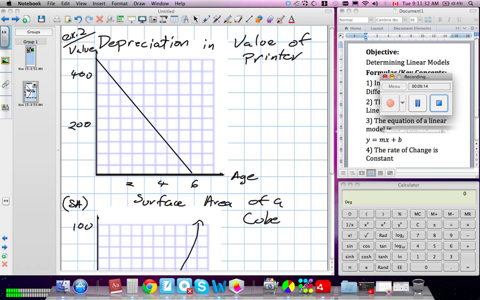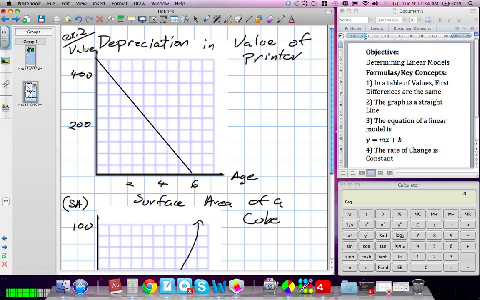Our next example is straightforward. You guys should have this knowledge already. But it is our second rule under our key concepts. The graph is a straight line. So if we have a graph of a straight line, we know we have a linear model. This one's going to take a couple seconds. Is this a linear model? Done.